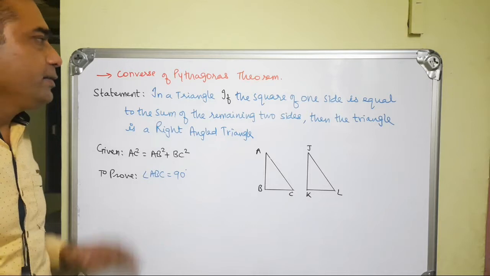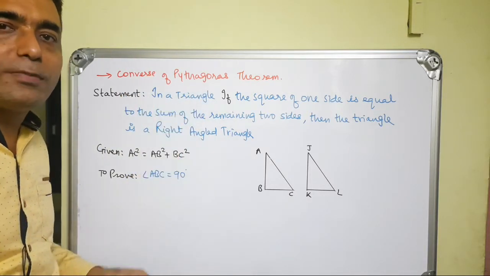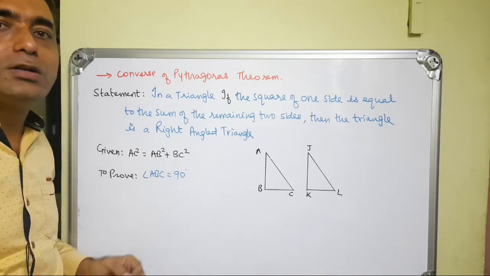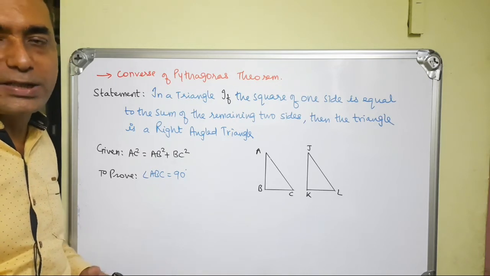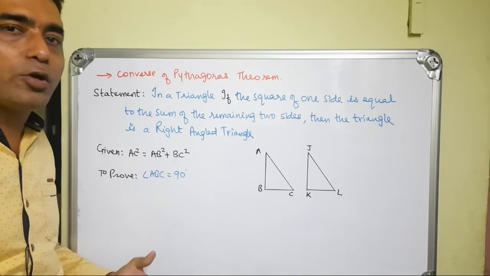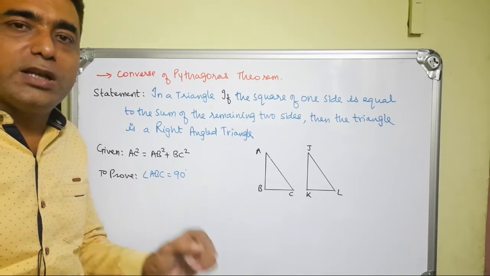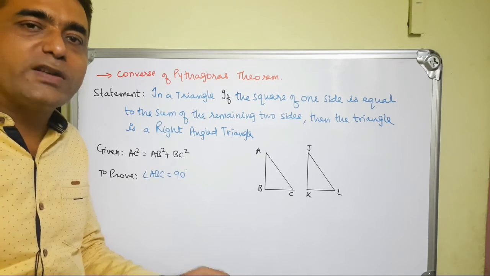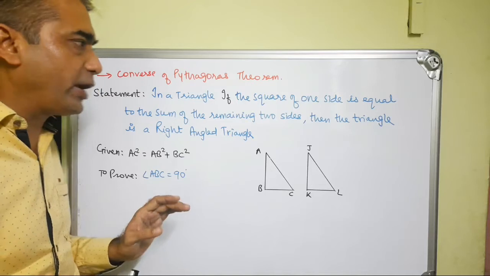Now we will understand the converse of Pythagoras theorem. Now what was Pythagoras theorem? That in a right angle triangle, the square of the hypotenuse is equal to the sum of squares of the remaining two sides. Now the converse of Pythagoras theorem is that if in a triangle the square of one side is equal to the sum of squares of the remaining two sides, then that triangle is a right angled triangle.